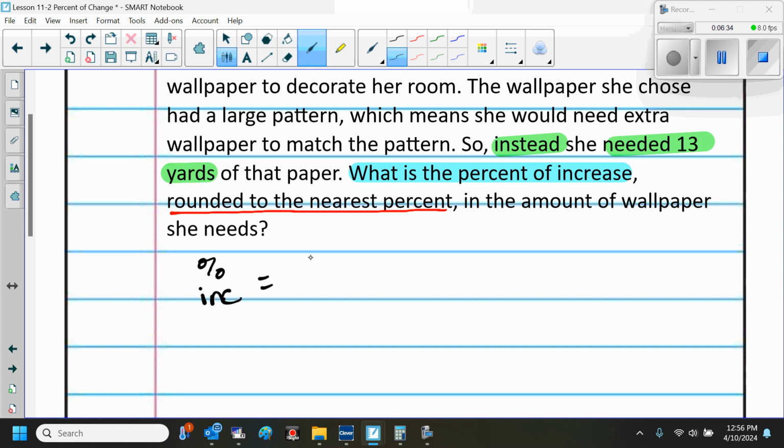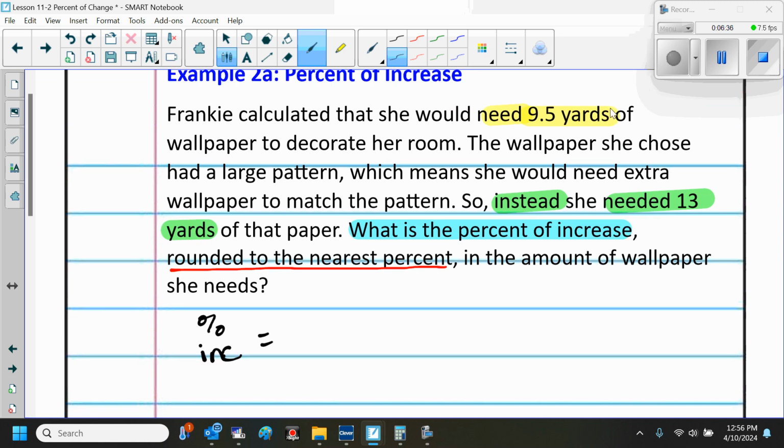This is the big minus the little, so that was going to be 13 minus 9.5. And we're going to divide by the original. Which one of those is the original? Very good. This is the original. So we're going to divide by 9.5. And now we just do our calculations.